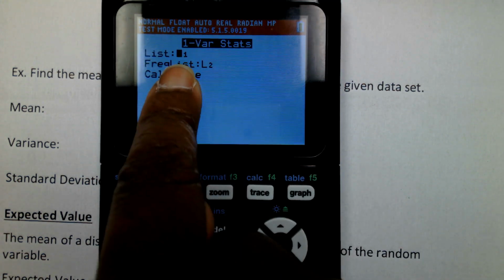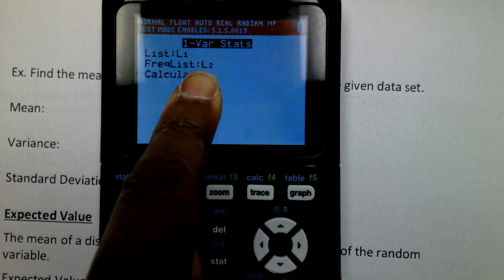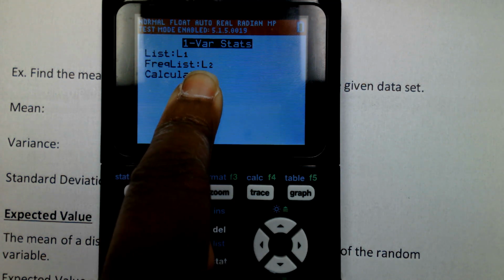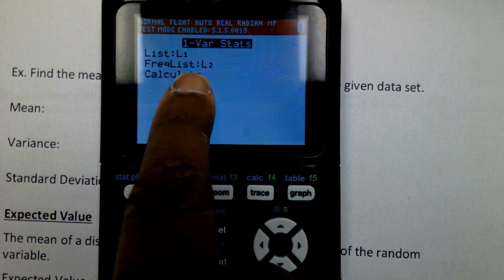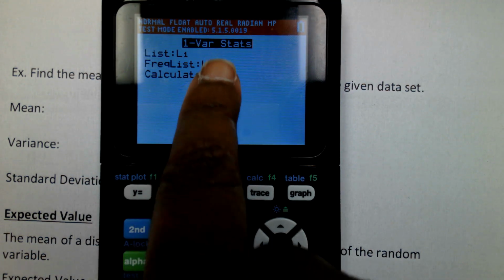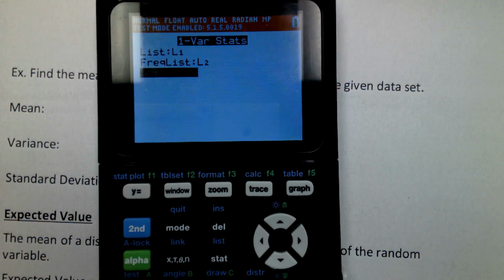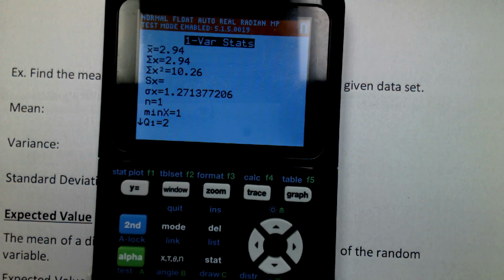So this is in L1. My probabilities are now in L2. So if you decided to let the calculator calculate your probabilities and keep them there, you'll just change that to L3. Now make sure you change this when you go back to another problem and then come back in. Just make sure you change this to the correct list. Okay?